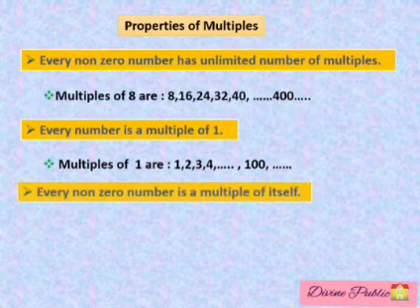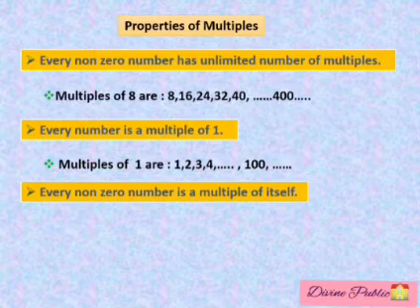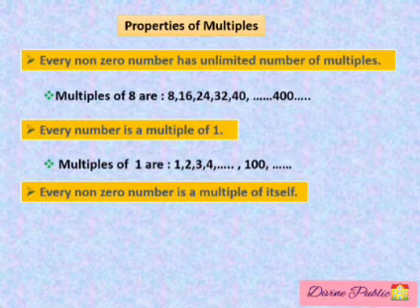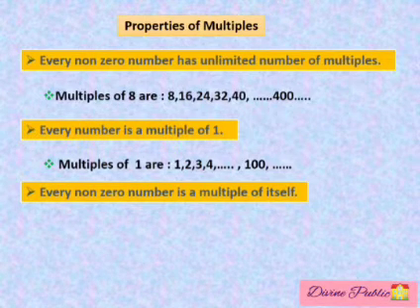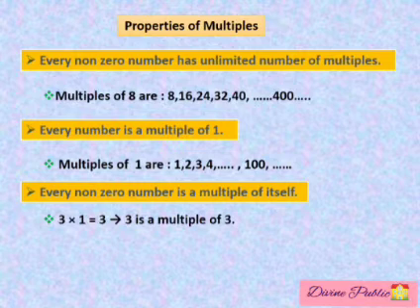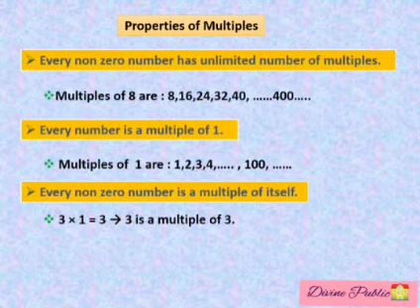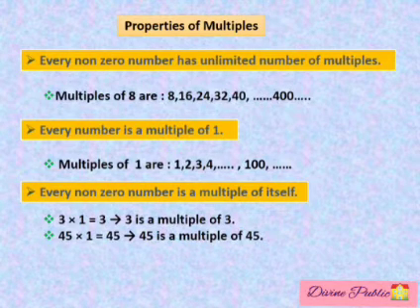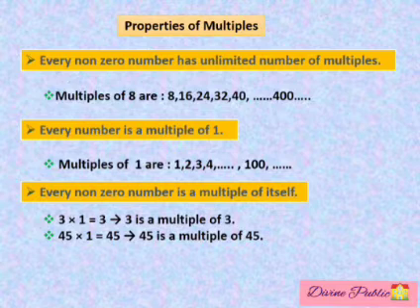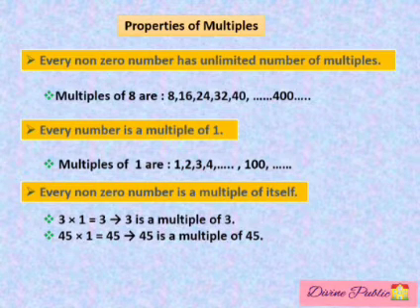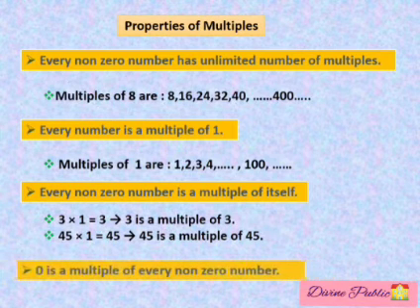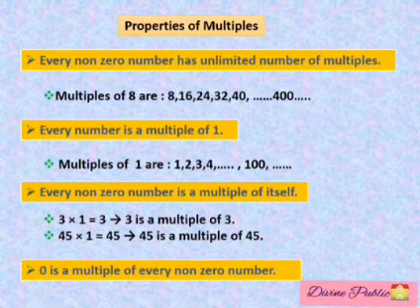Now the third, every non-zero number is a multiple of itself. For example, 3 multiplied by 1 is equal to 3. Here, 3 is a multiple of 3. And 45 multiplied by 1 is equal to 45. Here, 45 is a multiple of 45. Next, 0 is a multiple of every non-zero number.